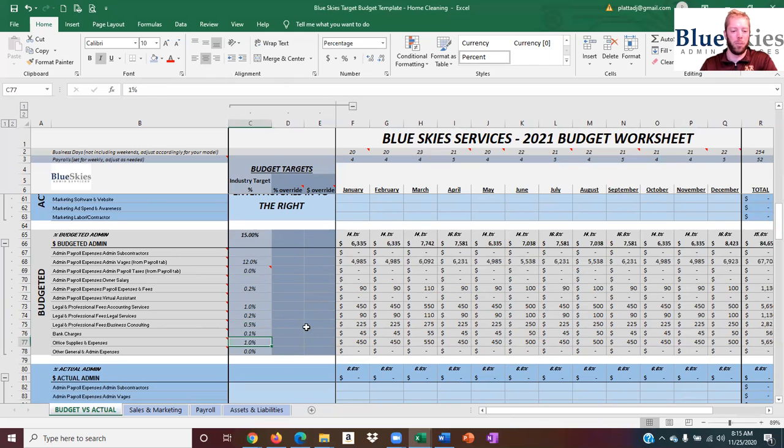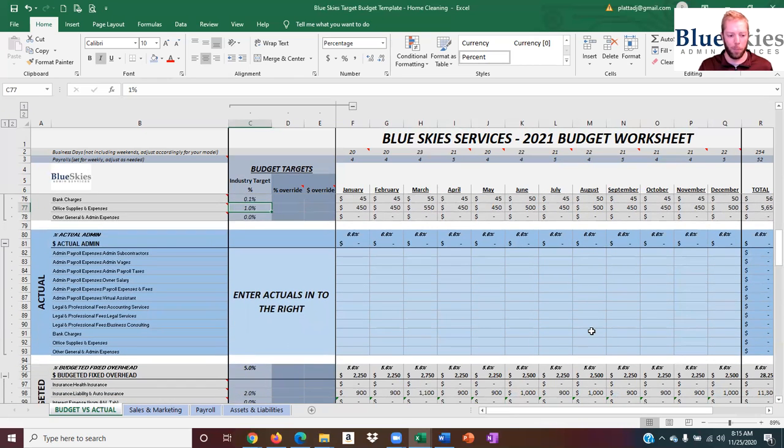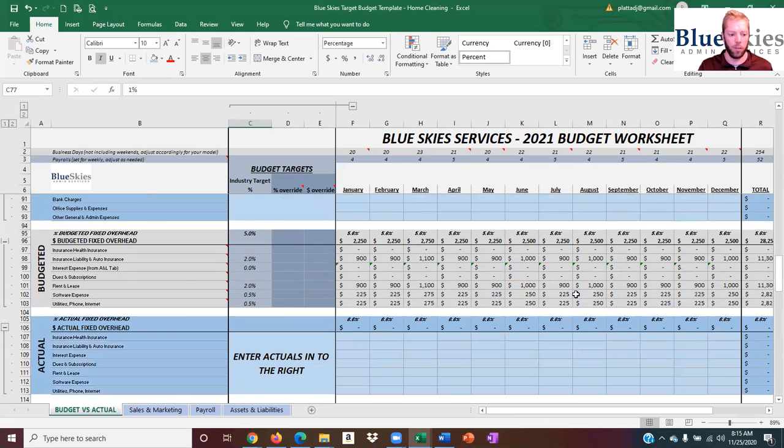And then the last big one would be office supplies in general. Printers, computers, paper, pens, pencils, stamps, whatever kind of falls into that bucket. You should be able to beat 1% per month. But that's what we've got built in there. Again, a section to put admin stuff in here, put the actuals in. So we're down to the last two budget buckets. We have fixed overhead and variable overhead.